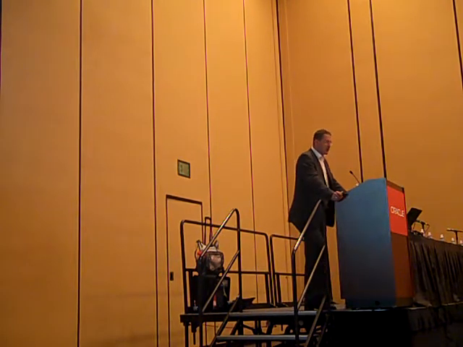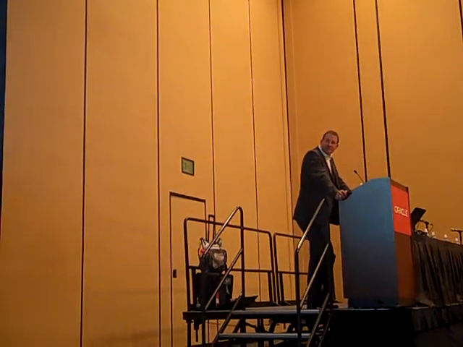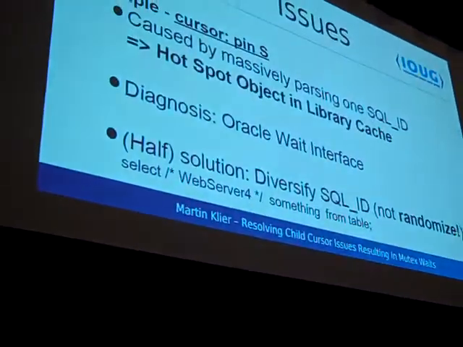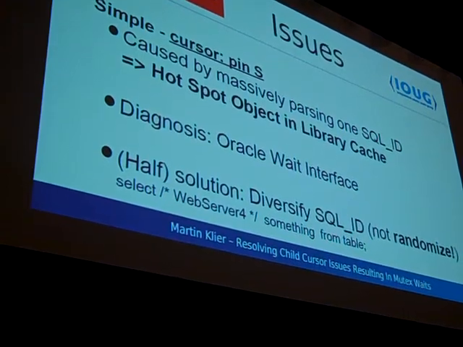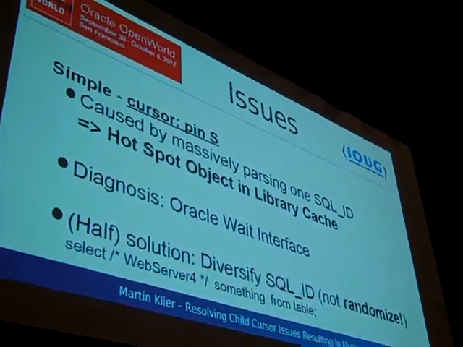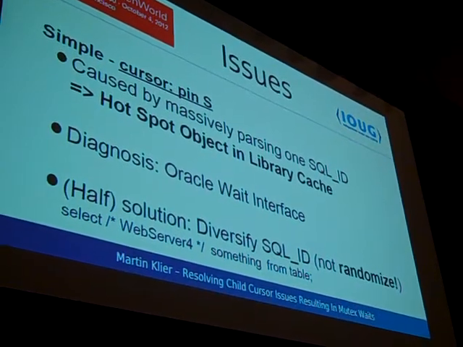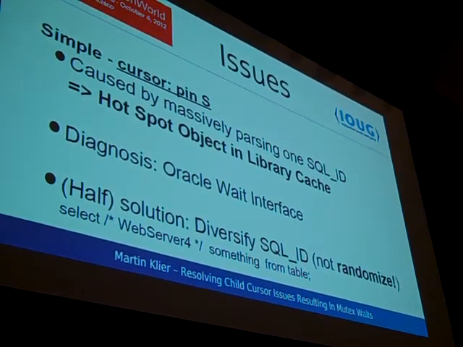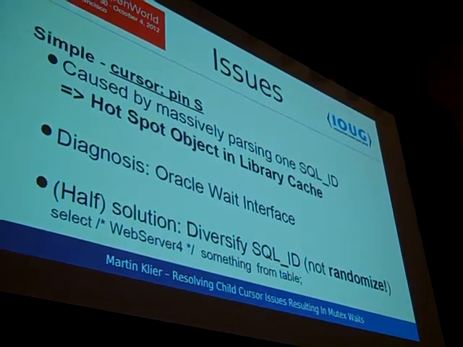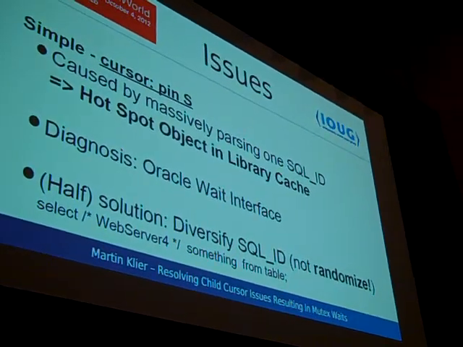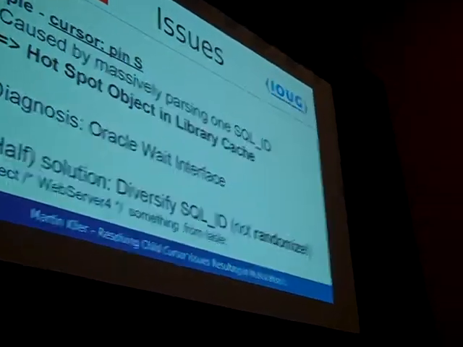So, some practical things. I want to show you how to reproduce the cursor pin S wait event. It happens when we are massively parsing one SQL ID. As you remember, we are hard or soft parsing lots of stuff. We are soft parsing lots of stuff. And we are experiencing a hotspot object. The library cache is hitting the same spot, the same mutex all the time. And you will see this in the Oracle wait interface.